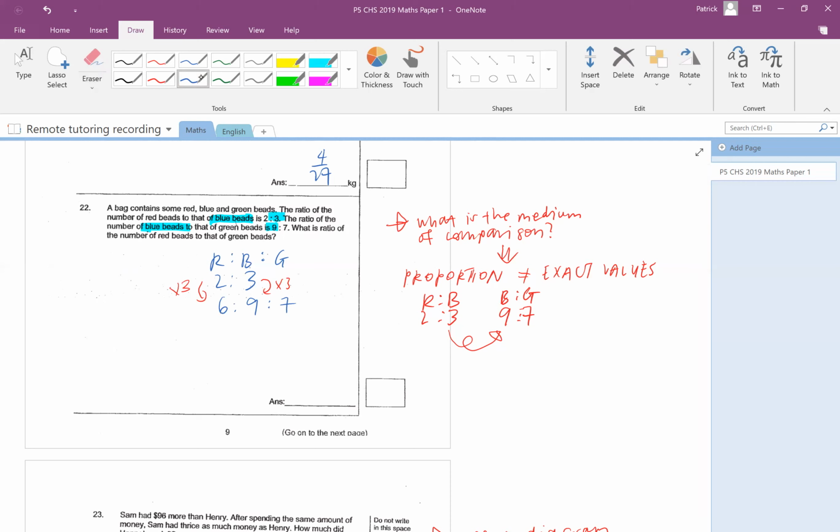What is the ratio of the number of red beads to that of green beads? Red to green. See, now that you have the same medium of comparison, it's a lot easier to tackle the question. Since this is the same, you can just write out the ratio without the blue. So your final answer will be, because they asked red to green, so you have to write it in the same order, 6:7.